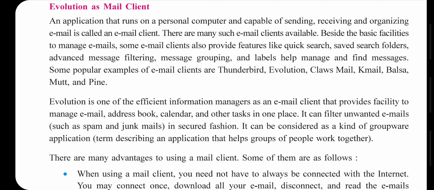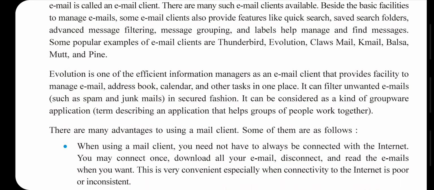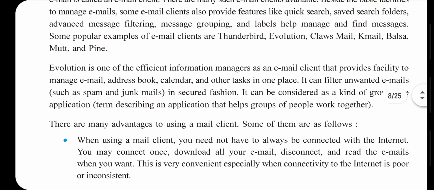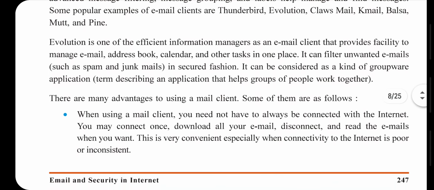Some popular examples of email clients are Thunderbird, Evolution, Claws Mail, KMail, Balsa, Mutt and Pine, and many others are also there. Evolution is one of the efficient information managers as an email client that provides facility to manage email, address book, calendar and other tasks in one place. This Evolution is also one application which is used to send the mails. It can filter unwanted emails in a secured fashion. It can be considered as a kind of groupware application.